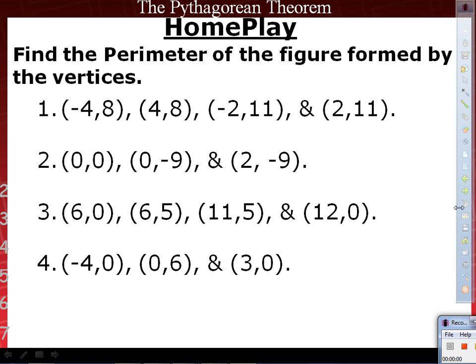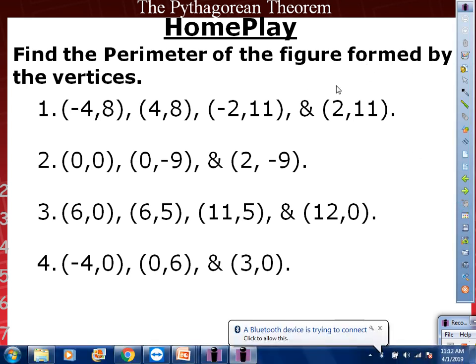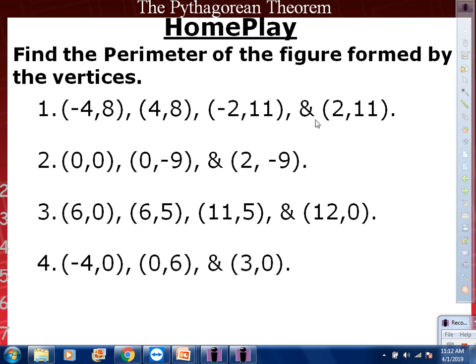So our homework for tonight, it says find the perimeter of a figure formed by the vertices. The first problem is negative 4, 8; 4, 8; negative 2, 11; and 2, 11. Number 2 is 0, 0; 0, negative 9; and 2, negative 9. Number 3: 6, 0; 6, 5; 11, 5; and 12, 0. And number 4: negative 4, 0; 0, 6; and 3, 0.